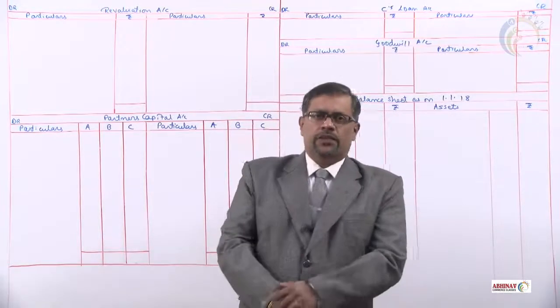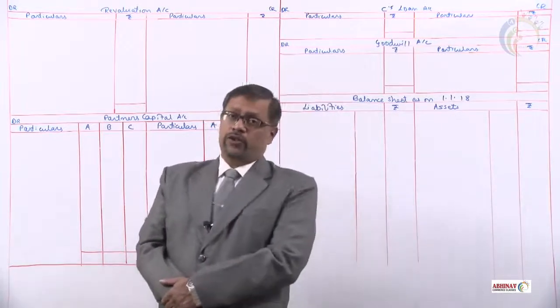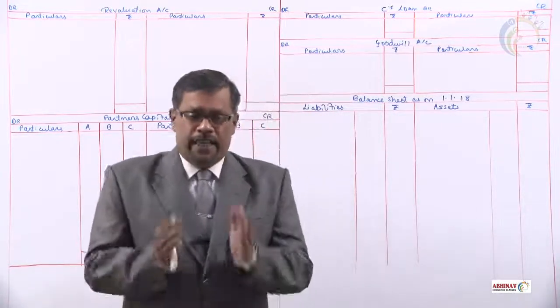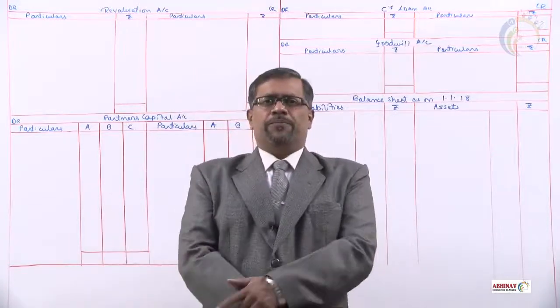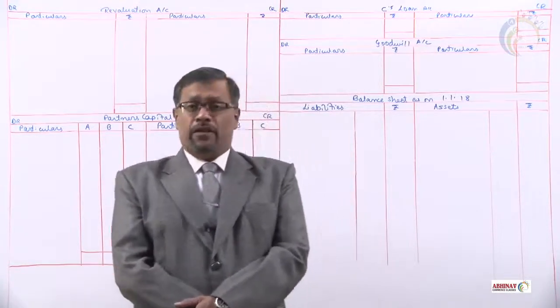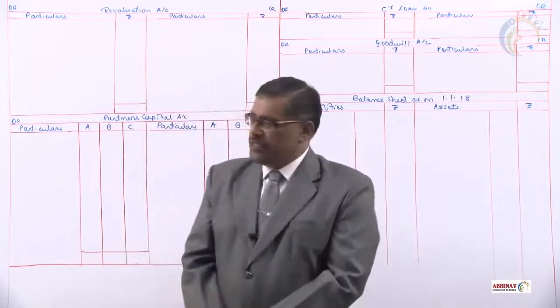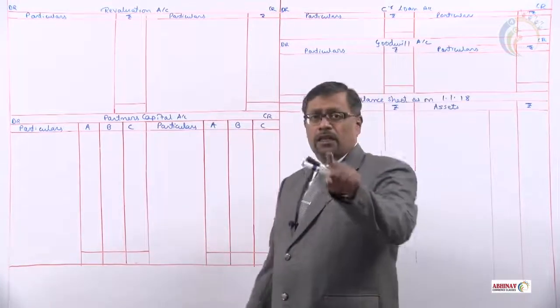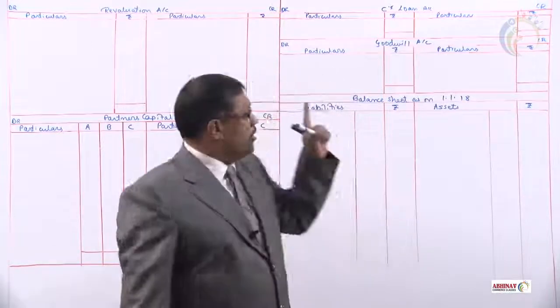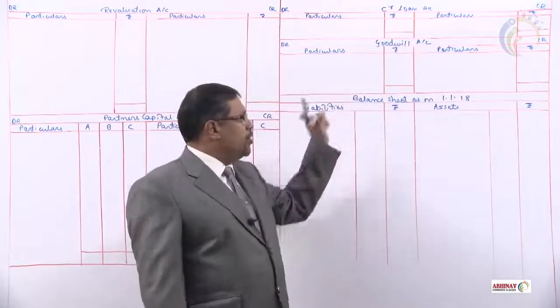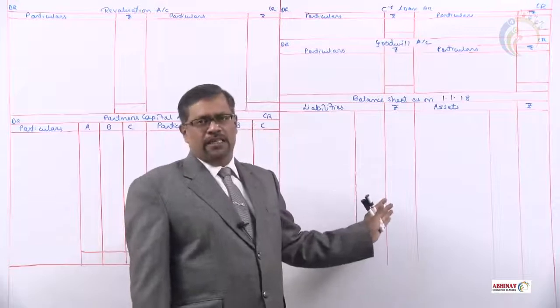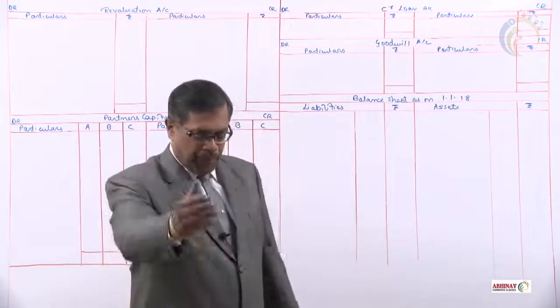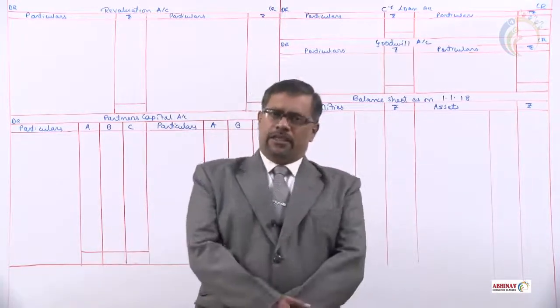In the last session, we have solved working notes to problem number 7. In this session, we shall complete problem number 7 by preparing the ledger accounts and the balance sheet. The usual accounts: revaluation, partner's capital, the one who retires his loan account, loan account, goodwill, and the balance sheet as on the date of retirement. Let's start with the balance sheet.